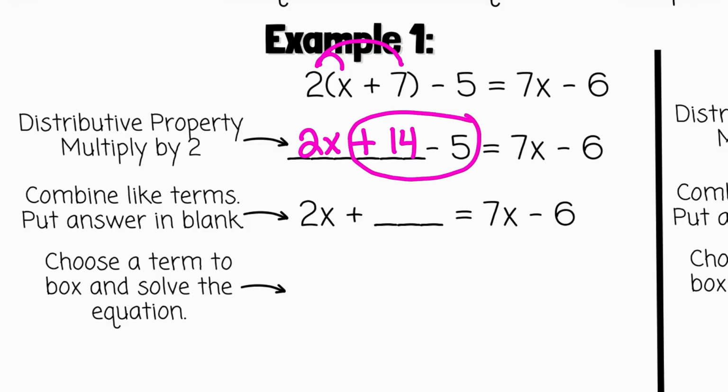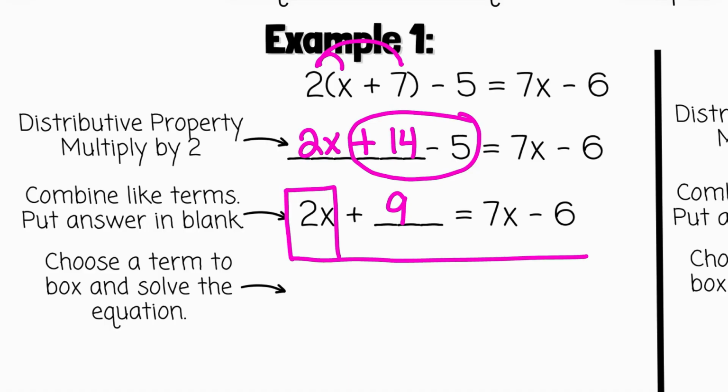I do have like terms there. I have positive 14 minus 5. So 14 minus 5 is 9. So I can simplify that side of the equation to 2x plus 9. Now look at the other side of the equation, 7x minus 6. I did not have any like terms there, so I just went ahead and brought that down just like it was. Okay, so I've done distributive property, I've combined like terms, now I'm ready to actually box and solve.